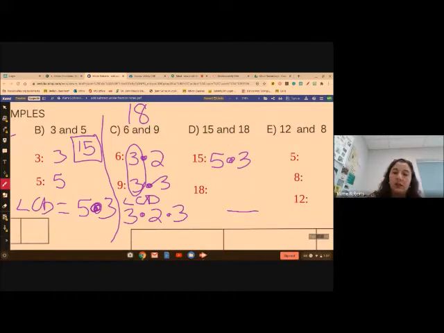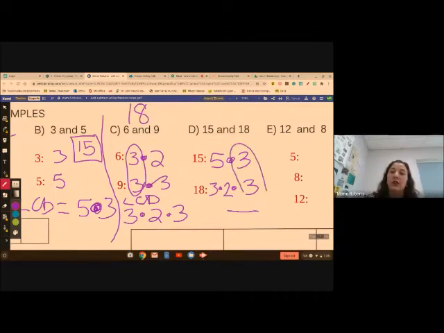6 times 3, right? Well, 6 isn't prime. So I'm going to change the 6 to the factors of 6. The factors of 6 are 3 times 2. So now it's prime factorization.